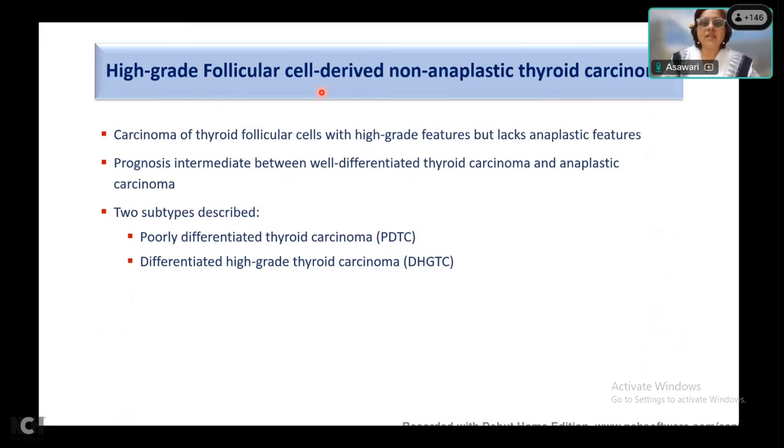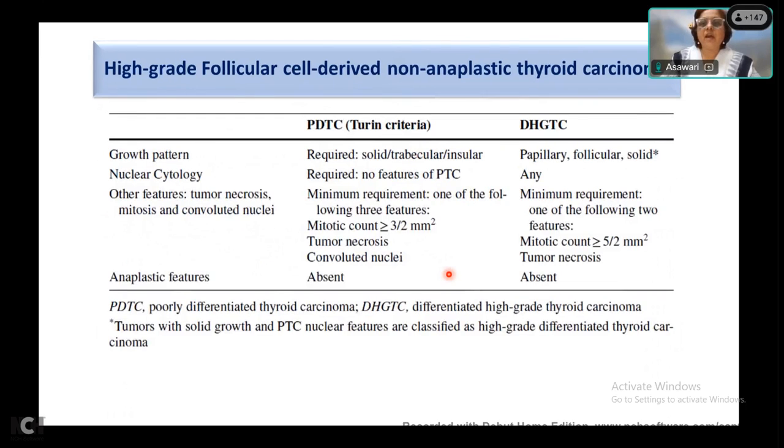Now, in this category, the high-grade follicular cell-derived, we have two categories: what was earlier called poorly differentiated thyroid carcinoma, and today's case, differentiated high-grade thyroid carcinoma. Is that clear to you? Yes. And why are we including them?